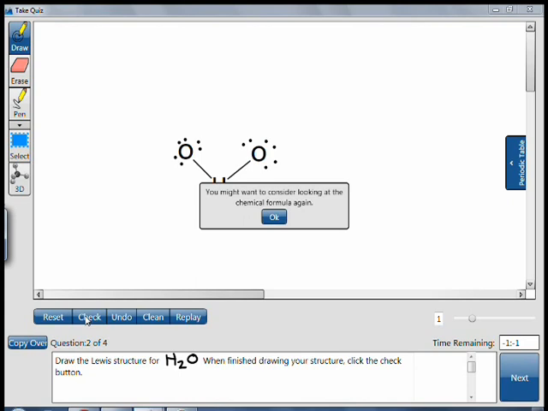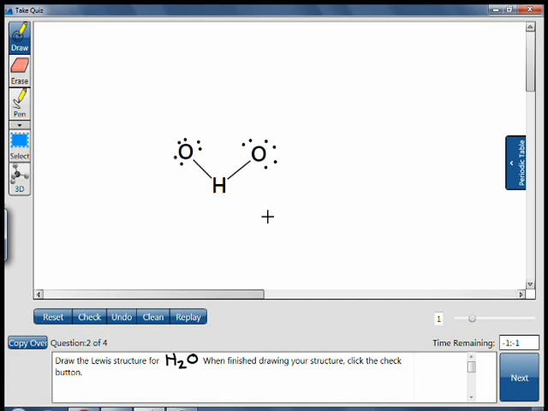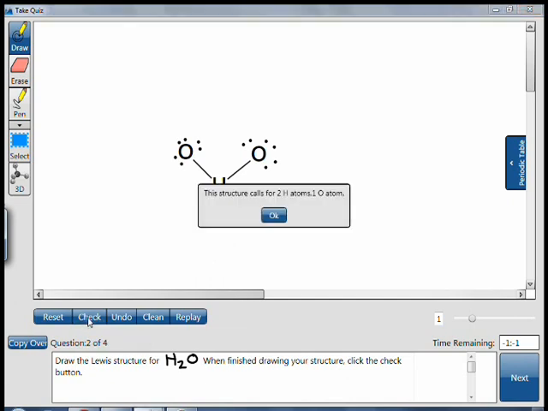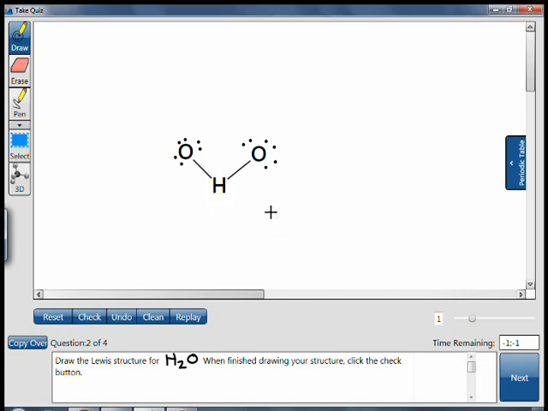So then they click the check mode, and it's telling them that they might want to consider looking at the chemical formula again, that there should be two hydrogens, for example. And so now, say if they didn't change it, then it would give them something more specific where it tells them that there are two hydrogens and one oxygen.